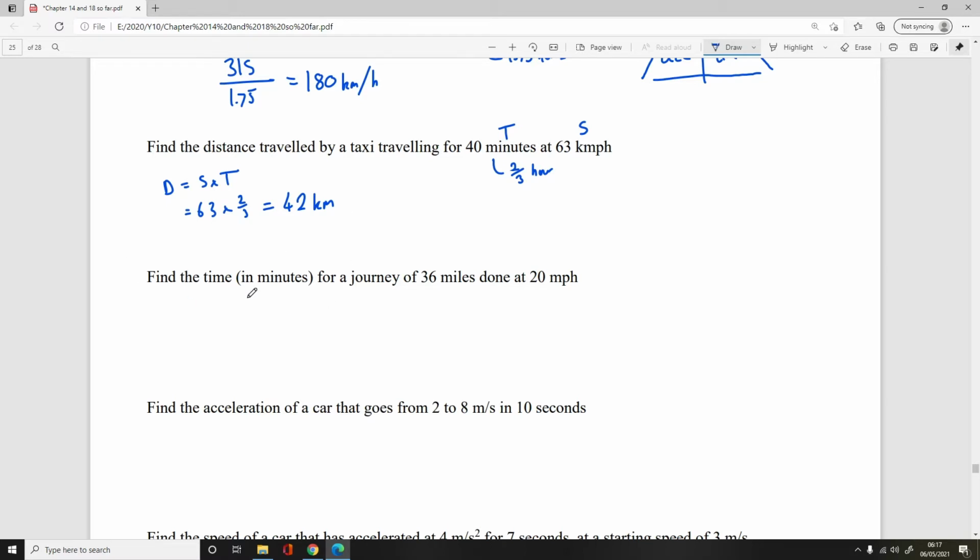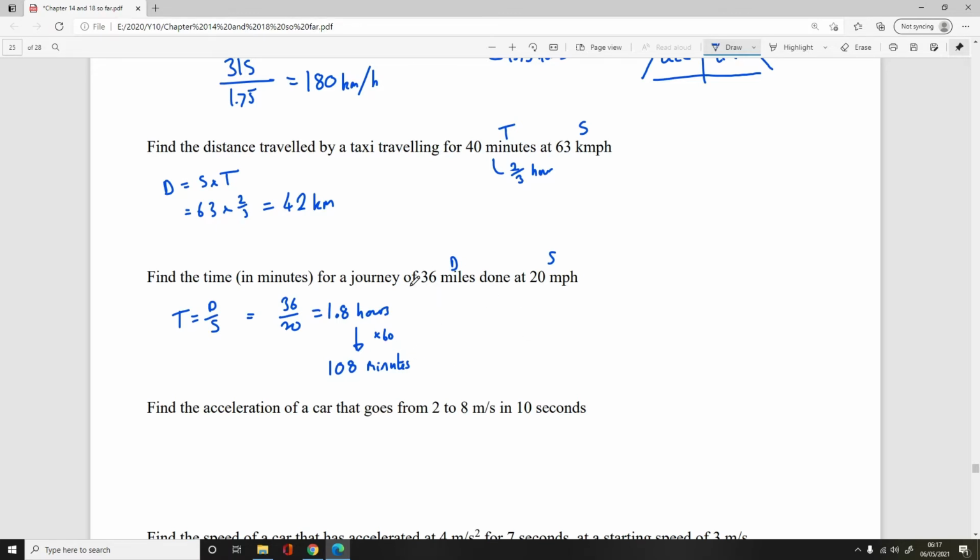The next one, we want a time. This time it says it wants it in minutes. Our units are in miles and miles per hour, and that's fine. We can work out the time first, then convert it, or we could convert this to miles per minute. But I think I'll stick with them at the moment. So we've got a distance and we have got a speed. Time is distance over speed, so that's going to be 36 over 20 equals 1.8 hours. If we want to convert that to minutes, we're going to need to times it by 60. That will give us 108 minutes. Or you could say 1 hour 48 as well, but it did want it specifically in minutes.